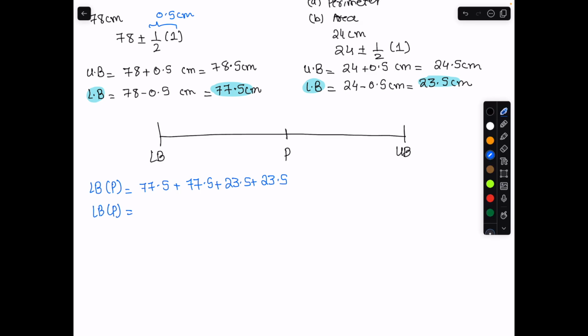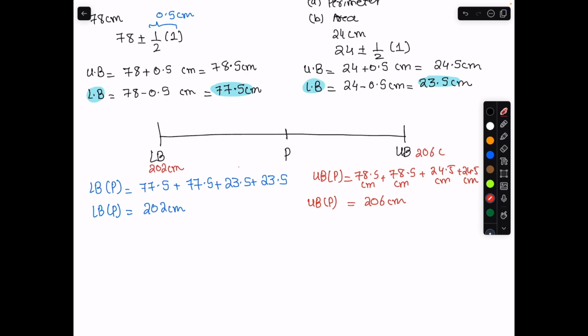Adding all of this, you would see that we get 202 centimeters. Similarly, finding the upper bound of the perimeter is adding all the upper bound values: 78.5 centimeters plus 78.5 centimeters plus 24.5 centimeters plus 24.5 centimeters. If I add all these upper bounds for the perimeter, I get 206 centimeters. So I know that my lower bound is 202 centimeters, my upper bound is 206 centimeters.